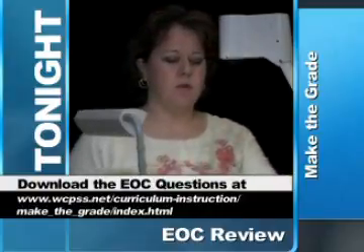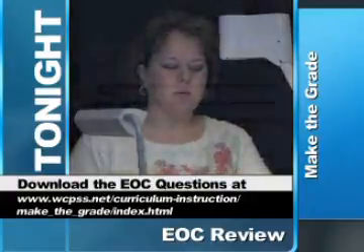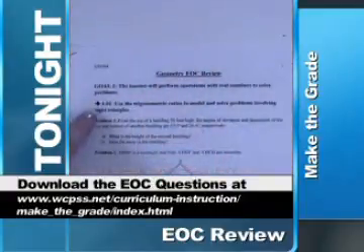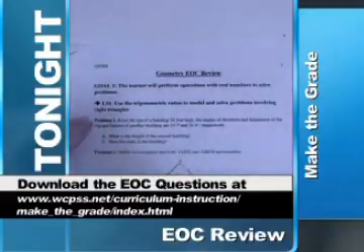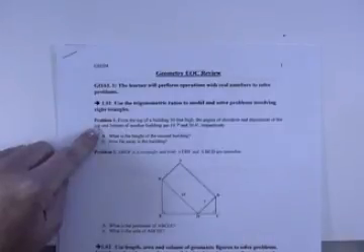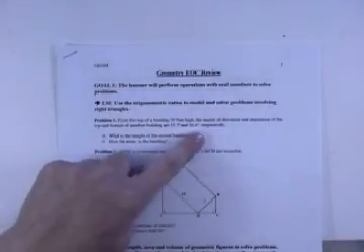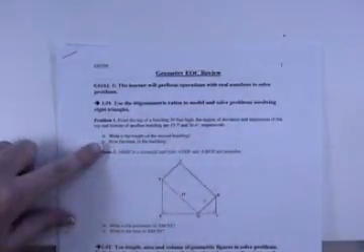So let's look at problem 1. We're going to be doing goal 1. The learner will perform operations with real numbers to solve problems. Use trigonometric ratios to model and solve problems involving right triangles. So problem 1. From the top of a building 50 feet high, the angles of elevation and depression of the top and bottom of another building are 19.7 and 26.6 respectively. Look at that again.